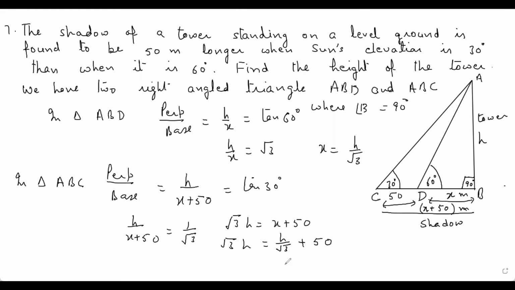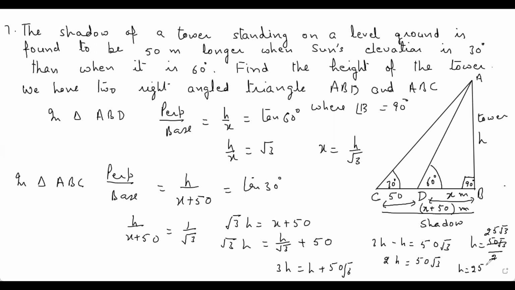Multiply by root 3. You will have 3h is equal to h plus 50 root 3. 3h minus h is equal to 50 root 3. 2h is equal to 50 root 3. H is equal to 50 root 3 upon 2. H is equal to 25 root 3. So that is the answer.